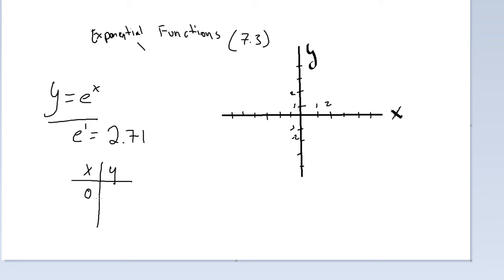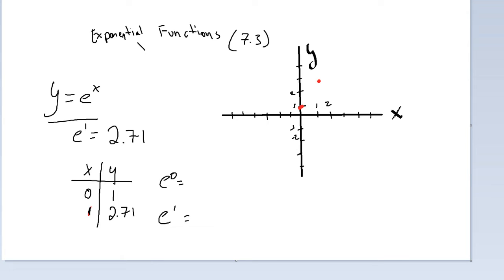If x is 0, e to the 0 is always 1. So my y-intercept is (0, 1), which is right about here. The next point that I can select could be 1, and I know that anything to the 0 is 1, and e to the first degree is of course 2.71. So when I plot that on the graph, x is 1, y is about 2.71.